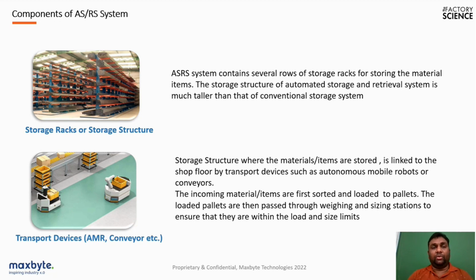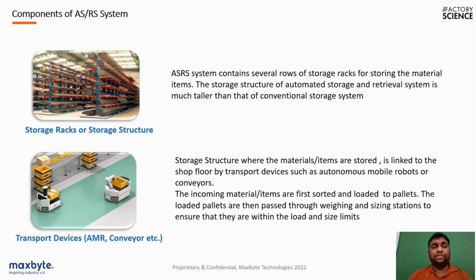The first and foremost component is the storage racks or the storage structure, like how we want to store the components. ASRS systems, as the figure also indicates, contain several rows of storage racks for storing the material items, so that it can easily be identified on which row or which cell it has been placed, so that it can easily be retrieved. And all this data will be connected to a central computer or a central platform in the form of an application, so that users can access the complete materials or the storage system with the help of the application platform as well. So one of the primary components is the storage racks or storage structure, how you want to place it, and then the transport devices.